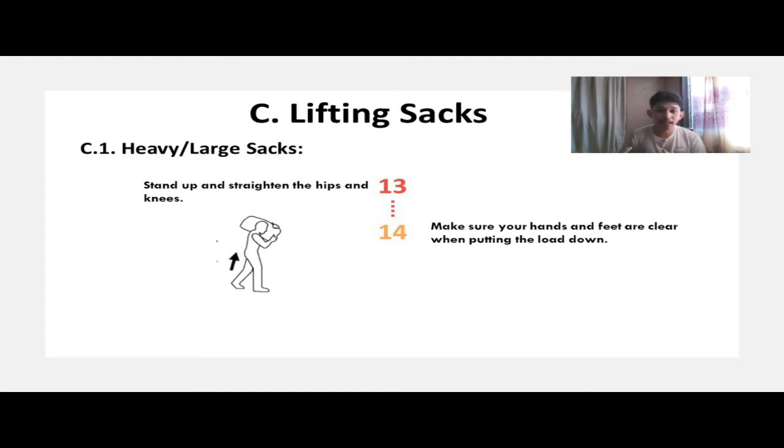So after that, you need to stand up and straighten your hips and knees. So you can now transfer the sack from one position into the other position. So when you are putting down the load, make sure that your hands and feet are clear.